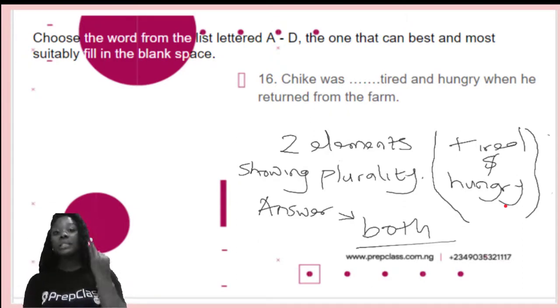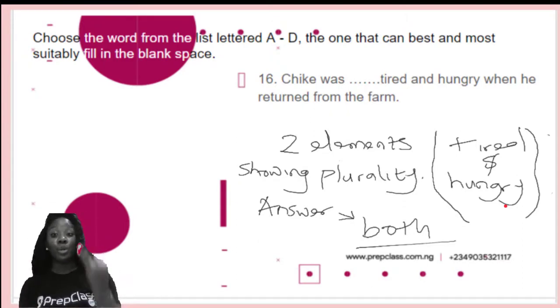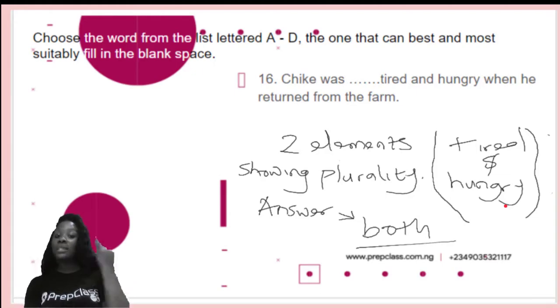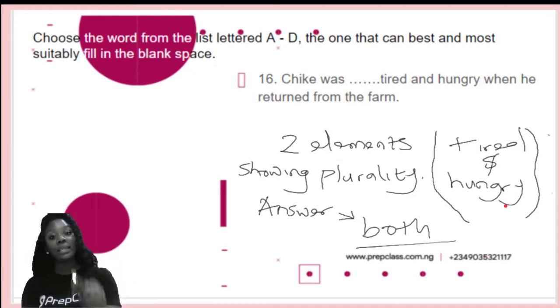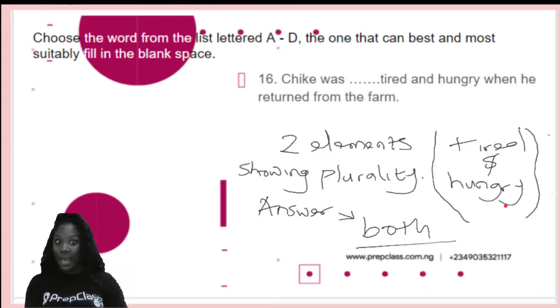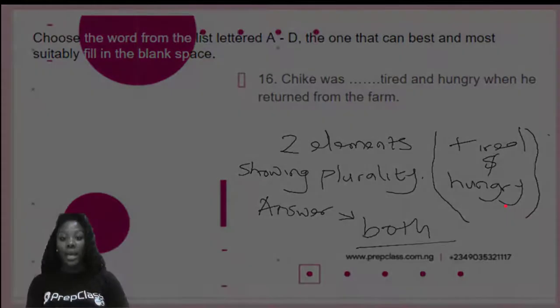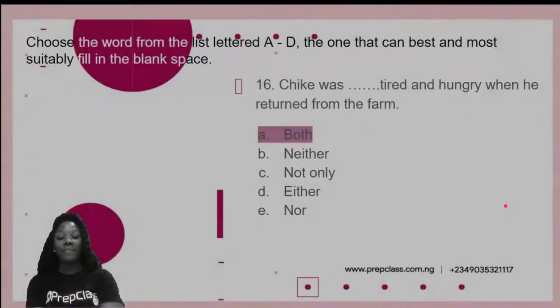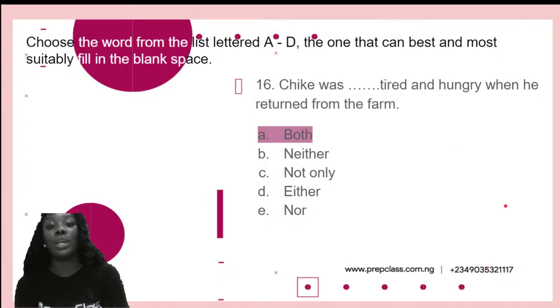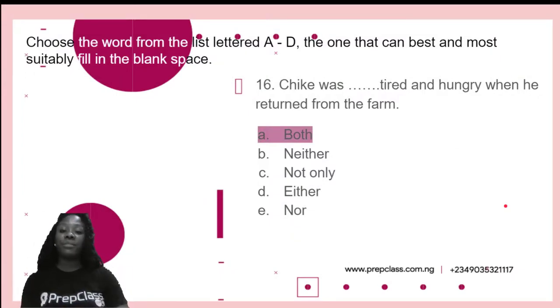So there are two different qualities, and they were both used in the sentence. Because they add two qualities or elements, we have to choose both as the answer. So we can now say, Chike was both tired and hungry when he returned from the farm. Okay, so our answer, there we have it. Option A, both.